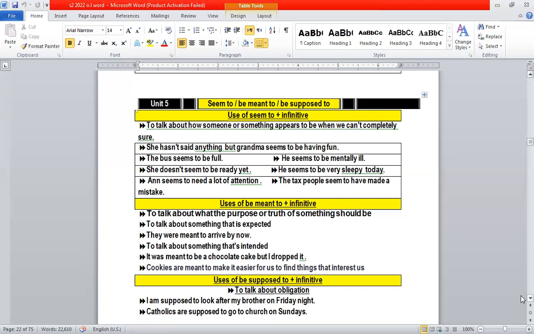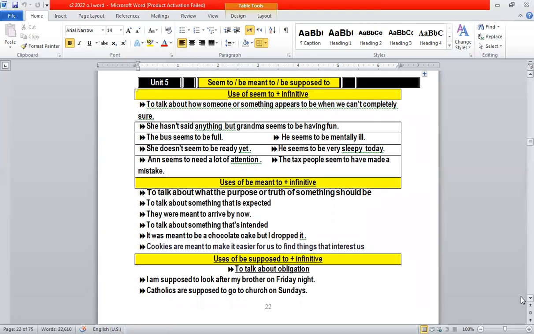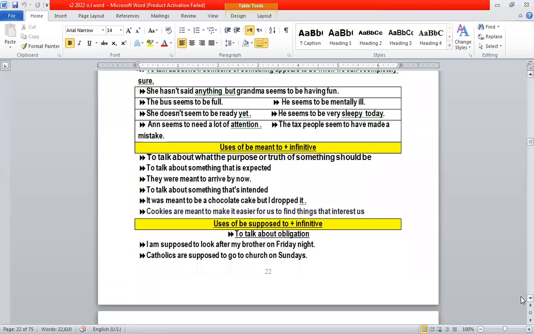She doesn't seem to be ready yet. I think she's not ready, as if I say that I think she's not ready yet. He seems to be very sleepy today, and seems to need a lot of attention. The text seems to have made a mistake. So this is the meaning of seem. It is followed by infinitive, and it means that you think something that you're not pretty sure about.